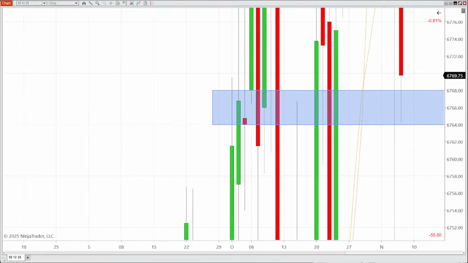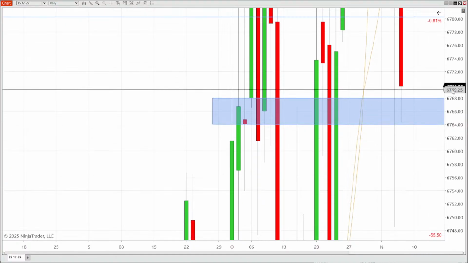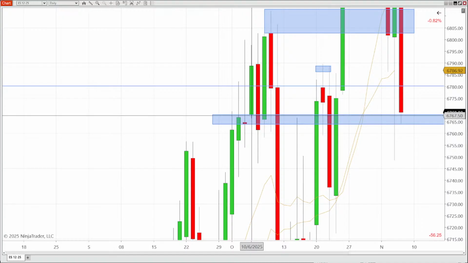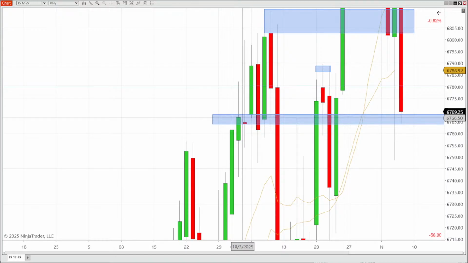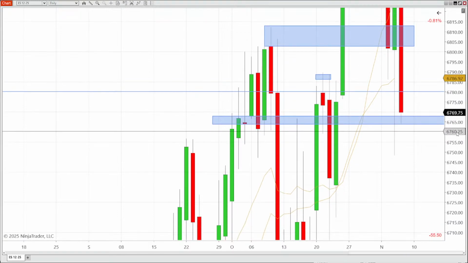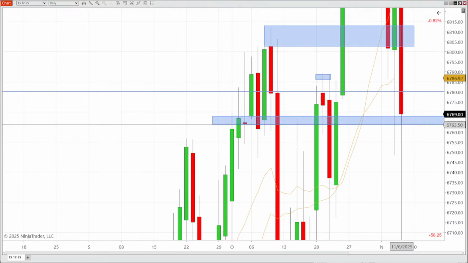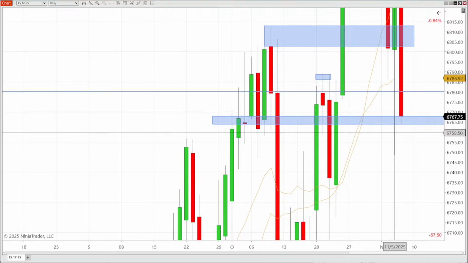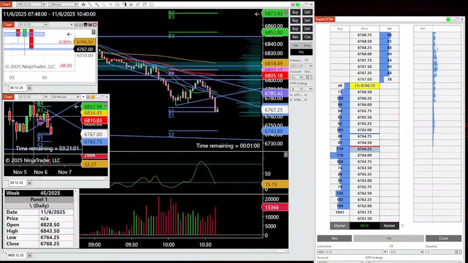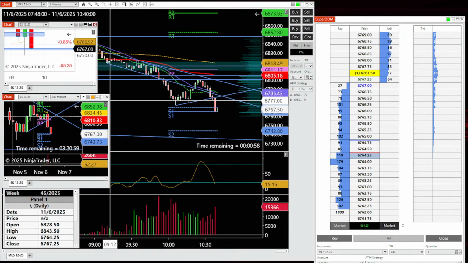Where we had some opens and closes in these areas. We just came down to it. If we break the 60, we can test back down to these levels here. We got 60. If we break 60, we can try to test 50. And we're down 58 points so far.